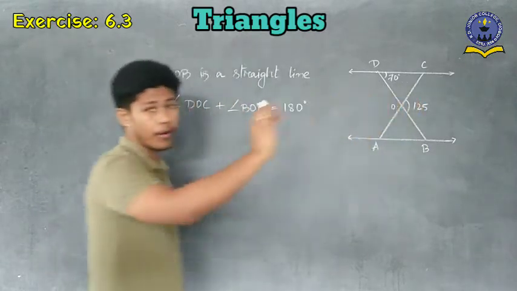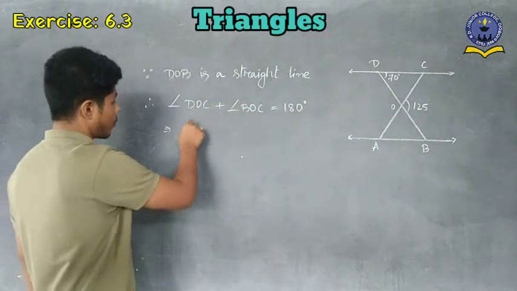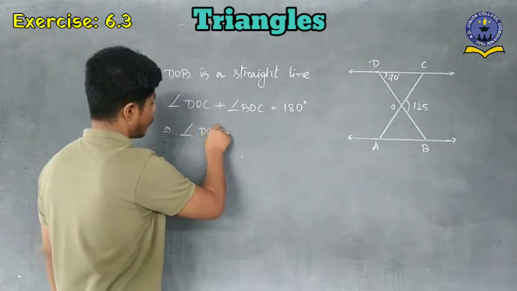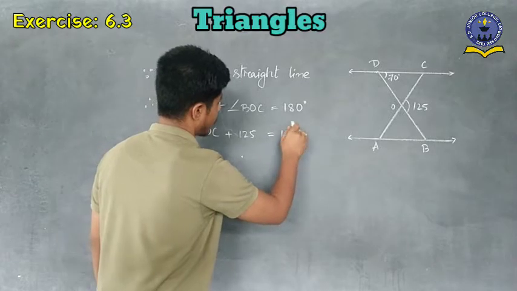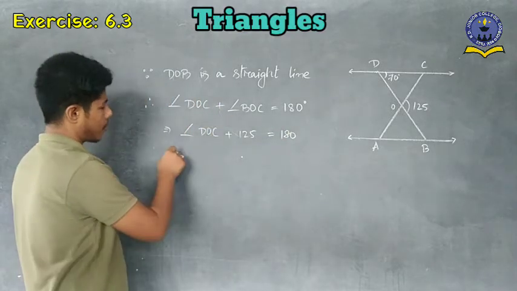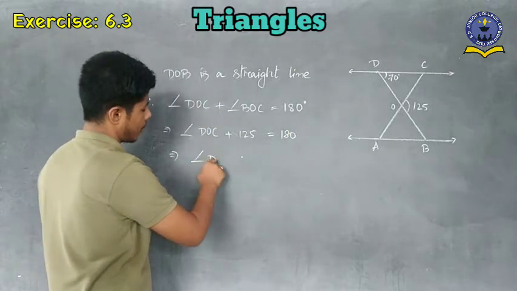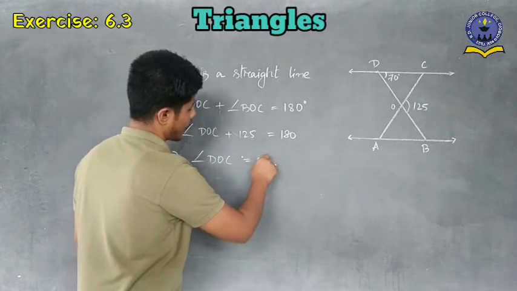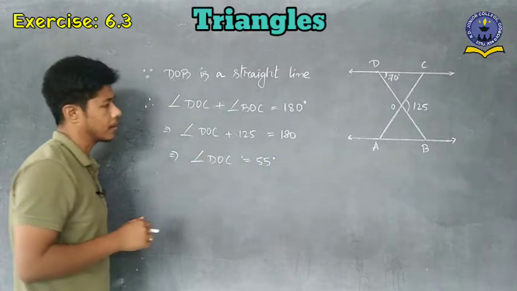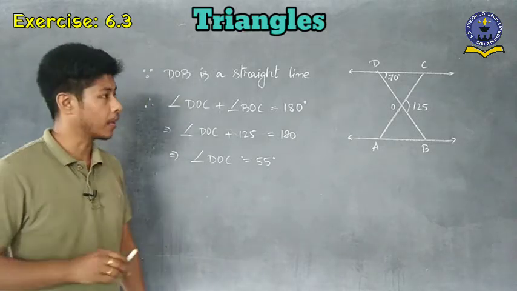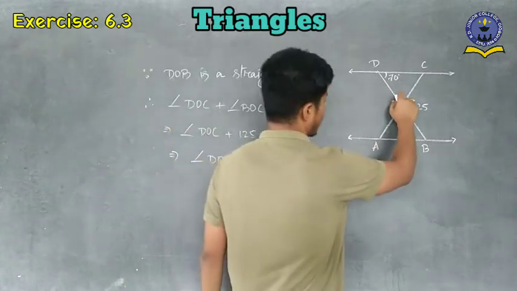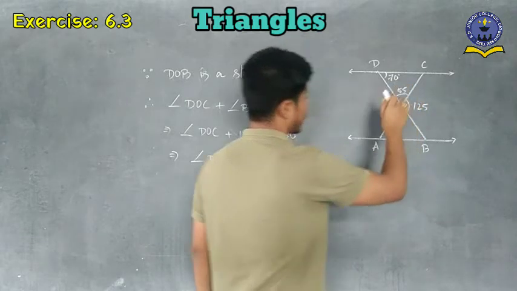Now, DOC we don't know, but BOC we know. BOC equals 125 degrees. So we write angle DOC plus 125 equals 180. If you calculate this, angle DOC equals 180 minus 125, so easily we get 55 degrees. Is it clear? So this angle is 55 degrees.